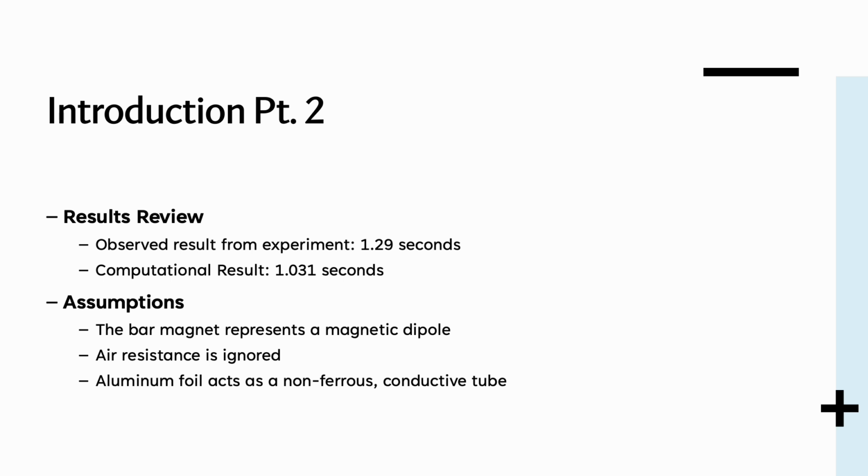Presented here are the results from the experiment. The observed result was 1.29 seconds, while the computational one was 1.031 seconds. The assumptions we made were that the bar magnet represents a magnetic dipole, that air resistance is ignored, and that aluminum foil acts as a non-ferrous conductive tube.